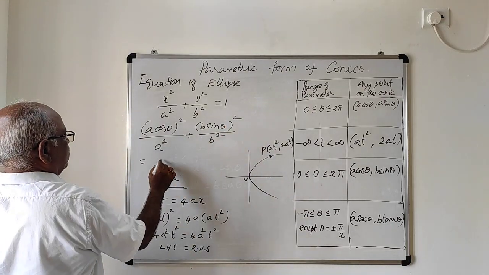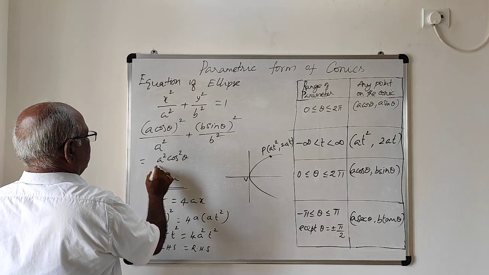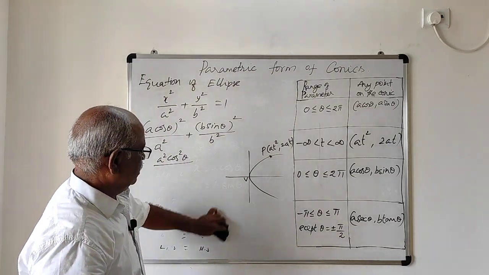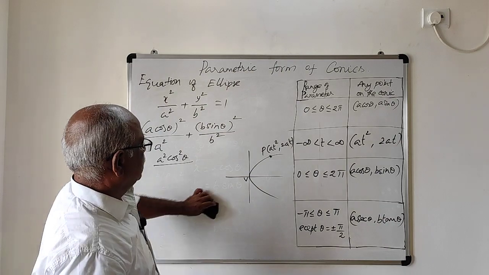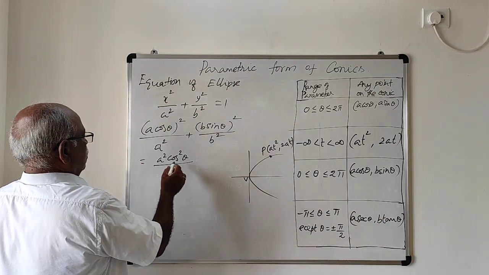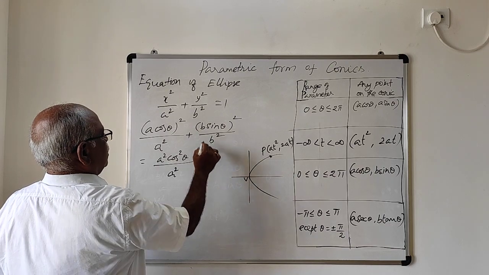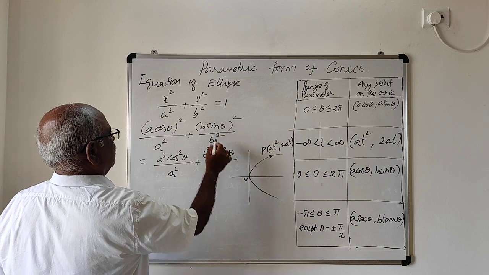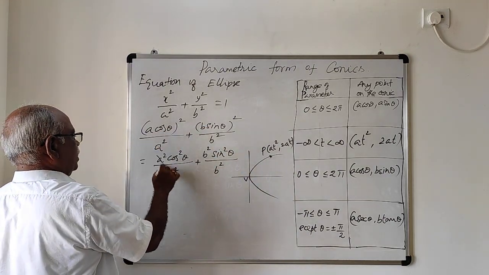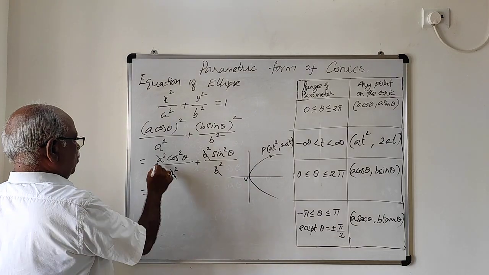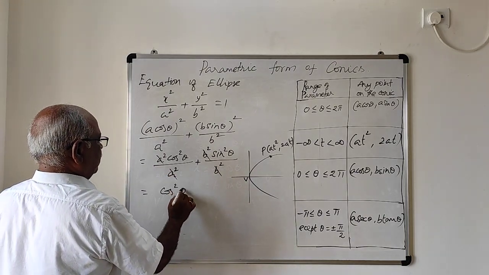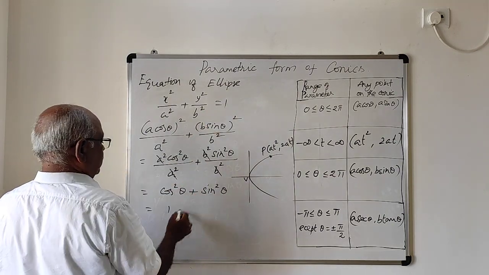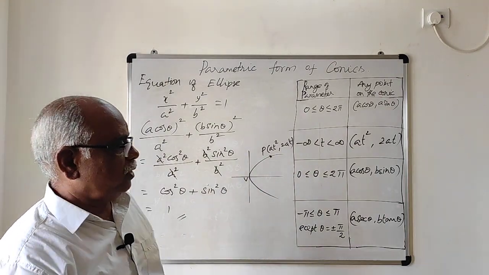On squaring you get a square cos square theta by the denominator a square, plus b square sin square theta by b square. The a square cancels and the b square cancels, in both numerator and denominator. You will get cos square theta plus sin square theta, which is equal to 1. The equation of the ellipse is satisfied by the parametric equation.